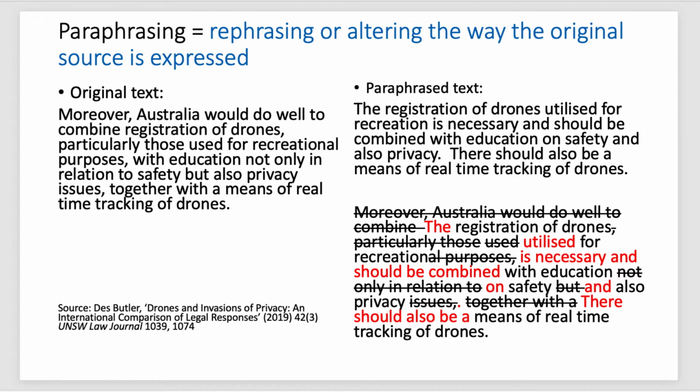So two things to take away from this slide. The first is that the first part of this paragraph still needs to acknowledge the source because the idea comes from somewhere else. It comes from Des Butler's 2019 article. And the second part of this passage actually needs to be directly quoted, because the phrase 'means of a real-time tracking of drones' has just been lifted from the original text. So let's have a look at how we acknowledge that original source in the paraphrase version on the next slide.